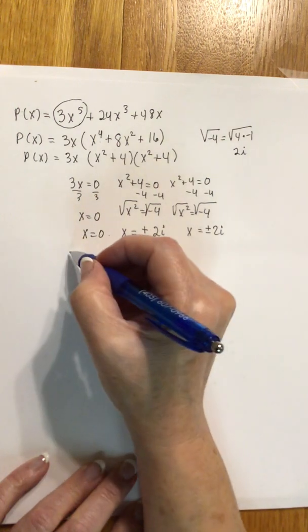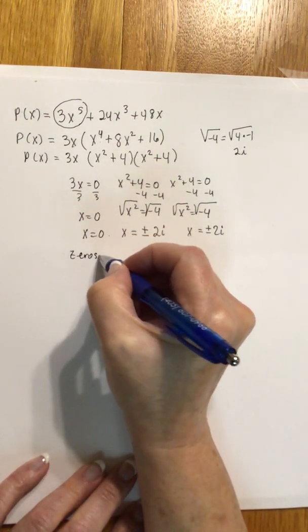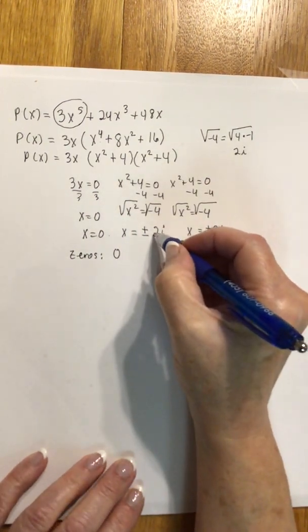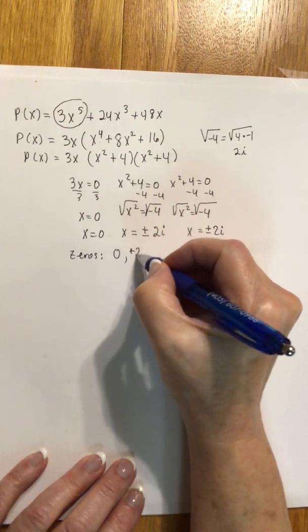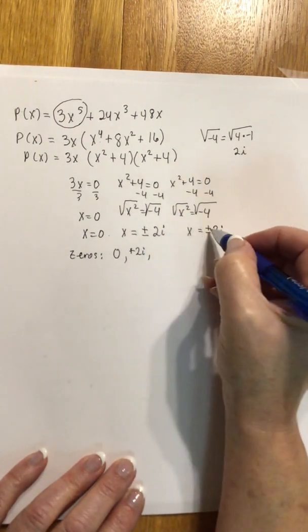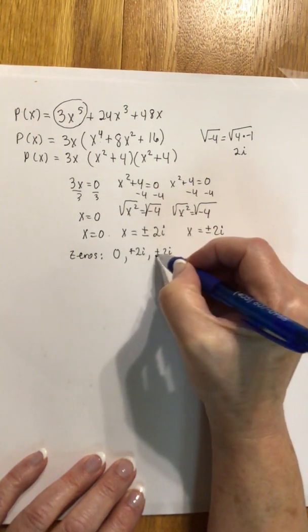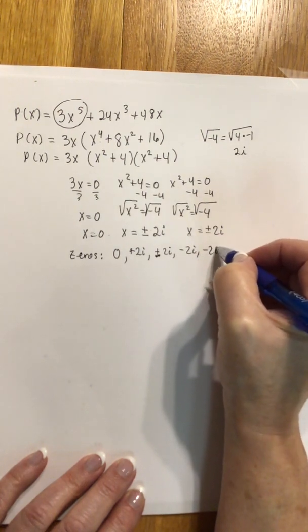Now to write the zeros out, the way I'm going to write it is I'm going to put this as zeros, start with the 0, then I'm going to put them out separately. So this is going to be a positive 2i and another positive 2i, and then a negative 2i and another negative 2i.